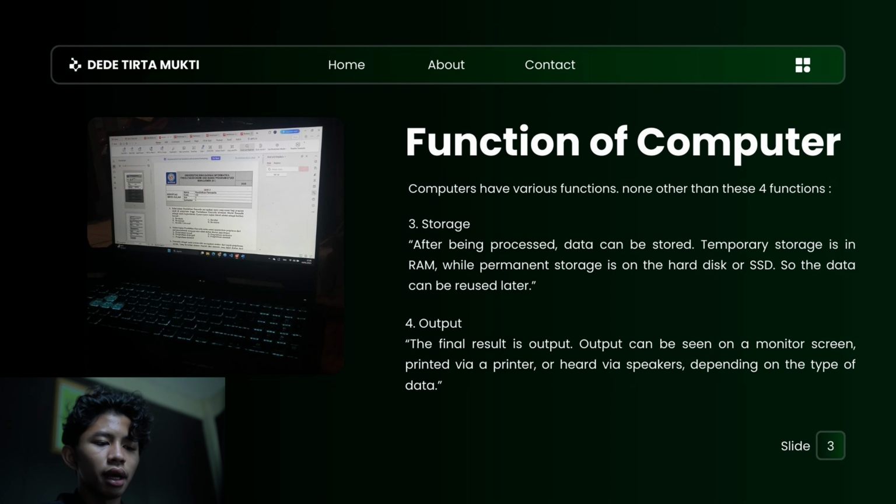Function 3. Storage. After being processed, data can be stored. Temporary storage is in RAM, while permanent storage is on the hard disk or SSD, so the data can be reopened later. Function 4. Output. The final result is output. Output can be seen on a monitor screen, printed via a printer, or heard via speaker, depending on the type of data.